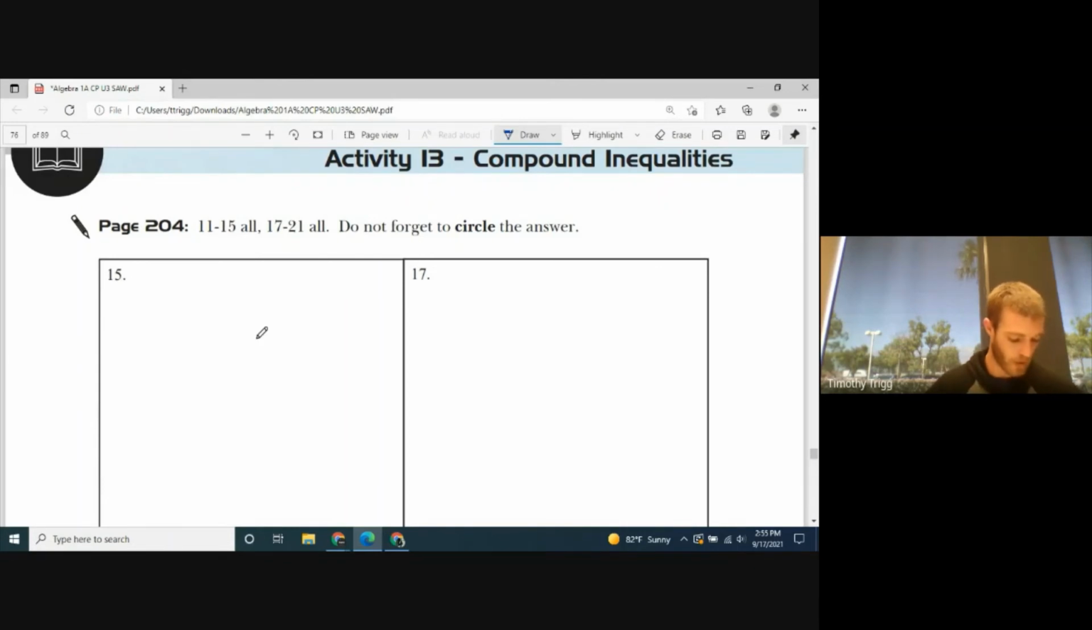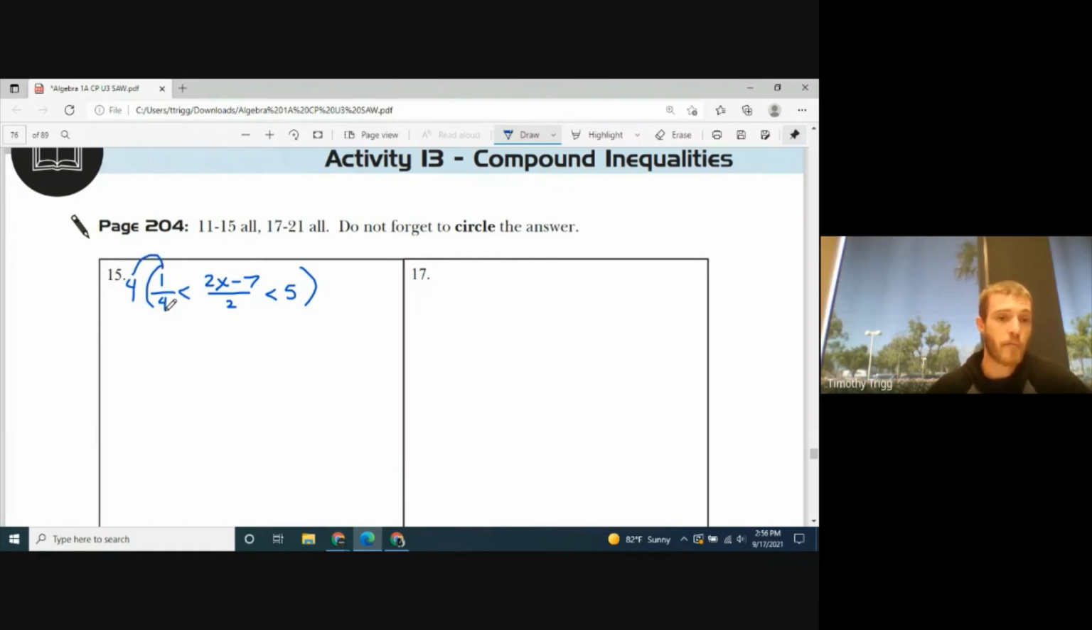Number 15, here we have 1/4 is less than. Then we have 2x minus 7 over 2, and then is less than 5. So what are we going to multiply everything by here? Well, here I've got multiple fractions, so we're going to multiply by the lowest common denominator. In this case, that's going to be 4. So we're going to multiply everything by 4 here.